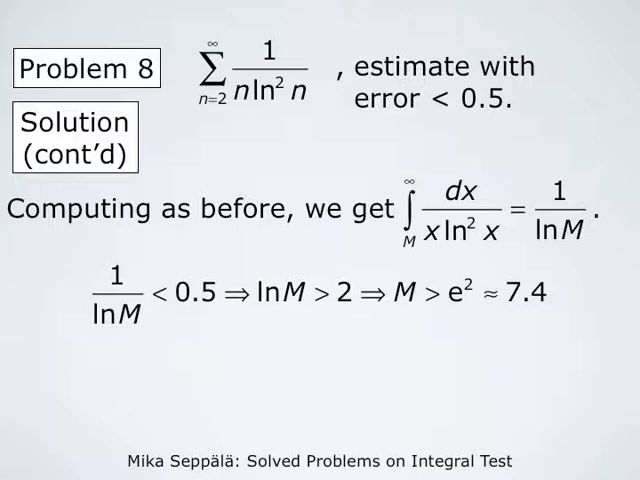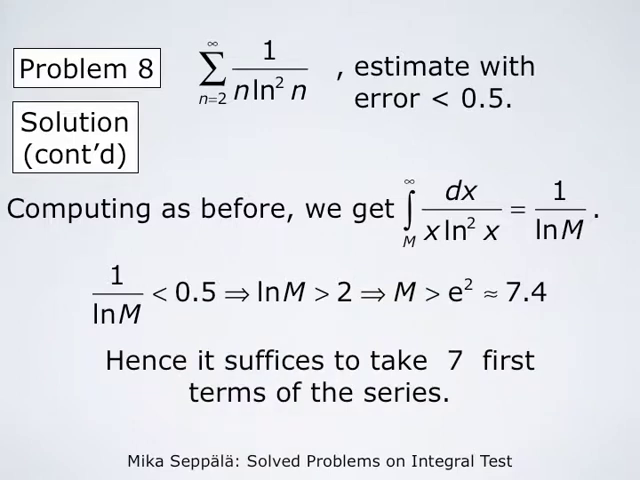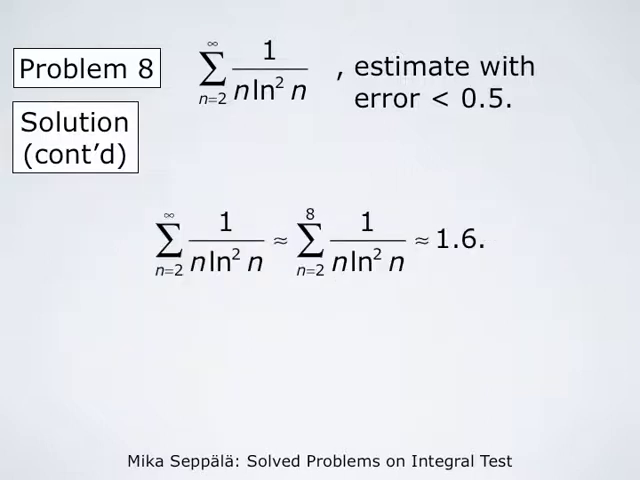So ln of m has to be greater than 2. This means m has to be greater than e squared, which is approximately 7.4. So this means that m equals 8 suffices for us. And when we take the sum n from 2 to 8 of 1 over n times ln squared of n, we take 7 first terms of this series. So it suffices to take 7 first terms, and the sum is approximately 1.6. This is computed by a computer.